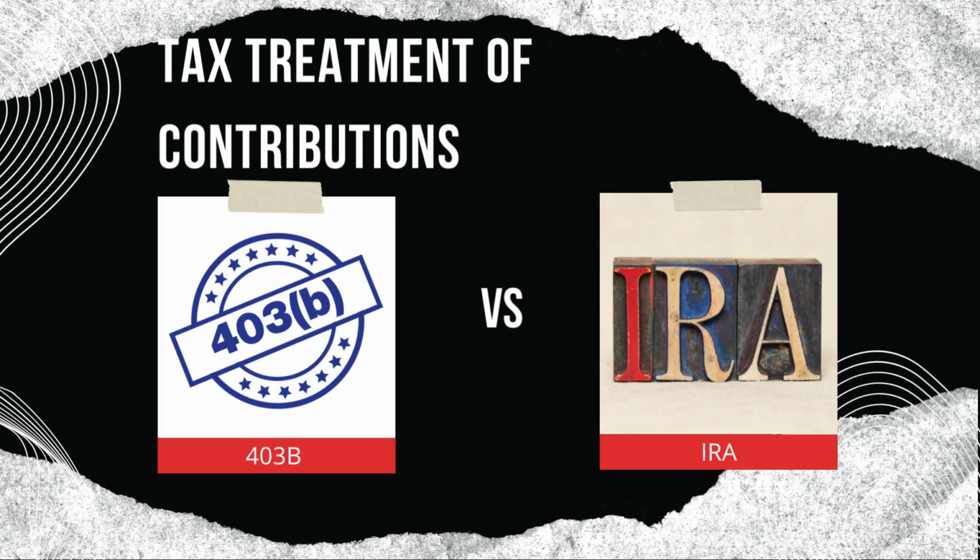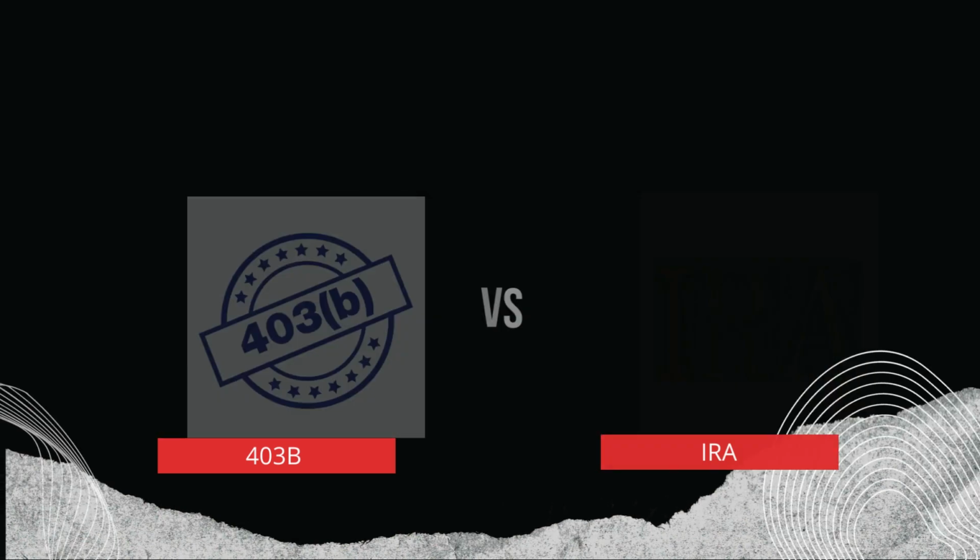Tax treatment of contributions. Contributions to a traditional IRA are tax deductible in the year that they are made, which reduces your taxable income. Contributions to a 403B are also tax deductible, but the employer may also contribute on your behalf. In a Roth IRA, contributions are made with after-tax dollars, while in a Roth 403B, contributions are also made with after-tax dollars, but the employer contributions may still be pre-tax dollars.